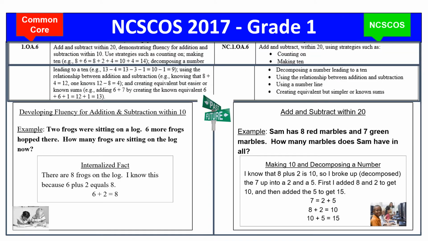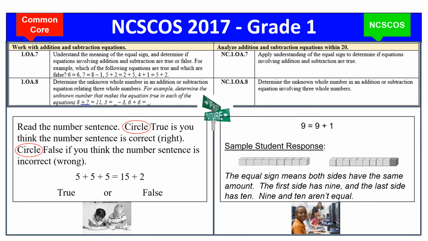NC1 OA6 addresses one concept, which is add and subtract within 20 using strategies. Using a number line is listed as a tool to model a strategy. NC1 OA7 requires students to apply their understanding of the equal sign in order to determine if equations are true.